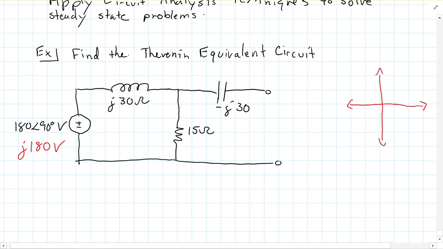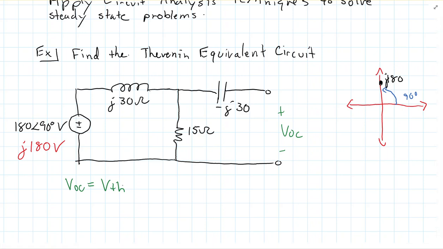So if we look at this, 90 degrees would put you on the positive imaginary axis, and then of course you'd have the point here of just 180. So this would be J180 because it's on the positive imaginary axis. Alright, everything's in rectangular form here. Now we just do regular analysis here, and remember V open circuit is equal to V Thevenin. Now there's two ways to approach this problem to figure out what V open circuit is.